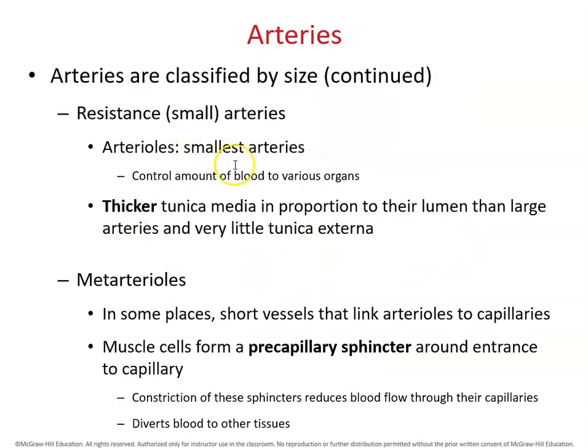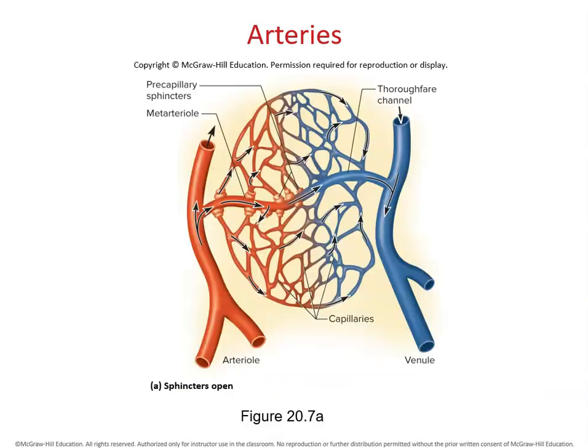The smallest arteries are called arterioles. In some places, there are short arteries. Those short arteries link the arterioles to capillaries. There are sphincters around the entrance from artery to capillary. And this figure shows the sphincters here that allow the artery to deliver the blood to capillaries.